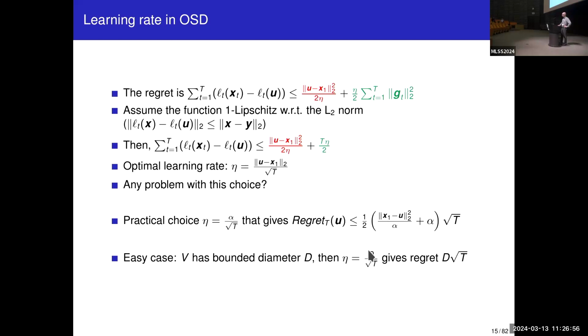And so the learning rate is diameter divided by square root of T. That gives me the regret that is D square root of T. And this is optimal in this particular case in which the diameter is bounded. And this is what you will find, by the way, in 90% of the online learning papers. They will say your feasible set is bounded, even if it's actually not true. Most of the time, it's not true.